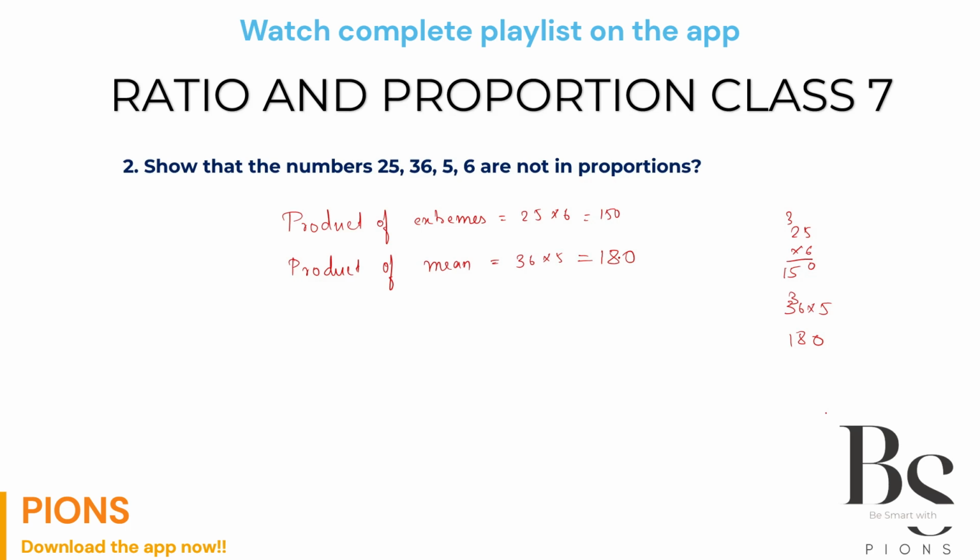Correct? Now are they equal? No. Since they are not equal, since the products are not equal, hence they are not in proportion. Done. This was our question number 2.